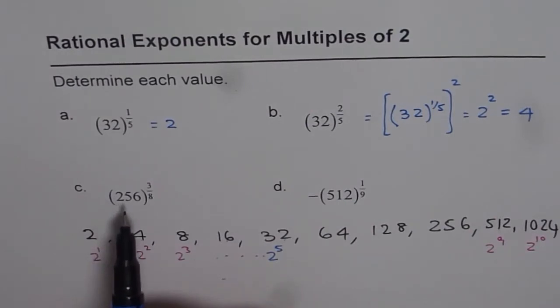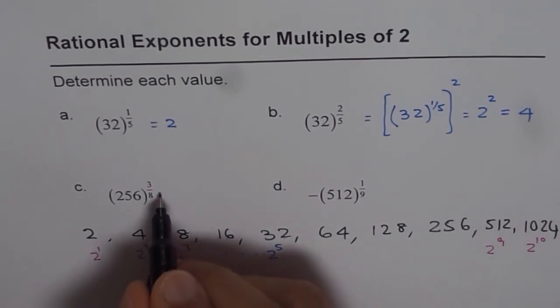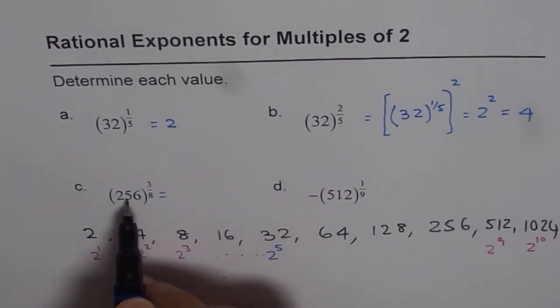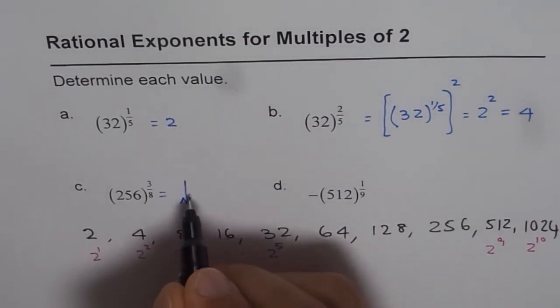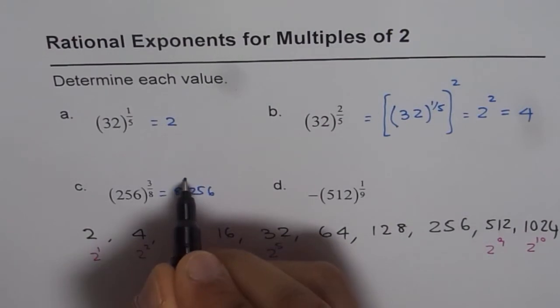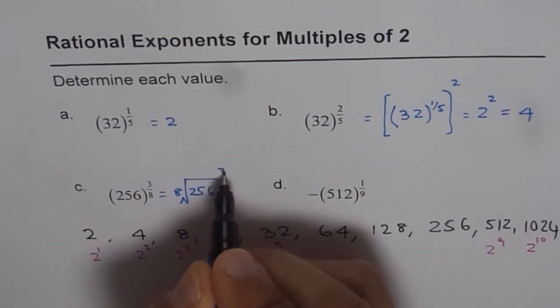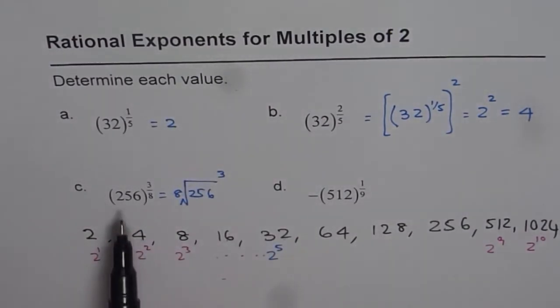It is 256 to the power of 3 over 8. Now, that means we'll do the 8th root of 256 first. So we could write this like this also: 8th root of 256, correct? And then we are going to cube it. So that is how we could write 256 to the power of 3 over 8 in the radical form. Now 8th root of 256.